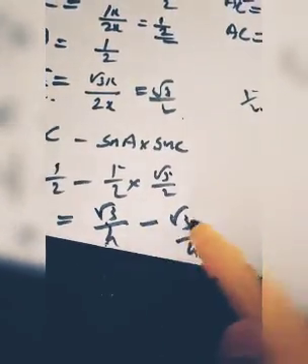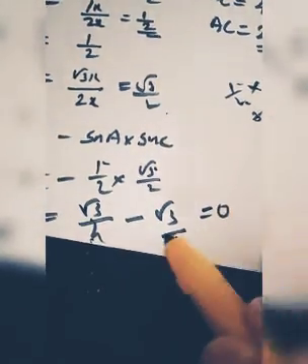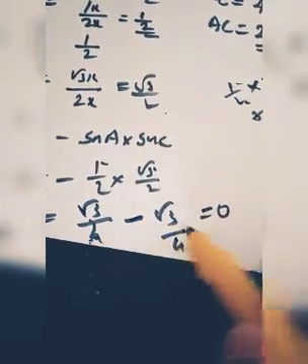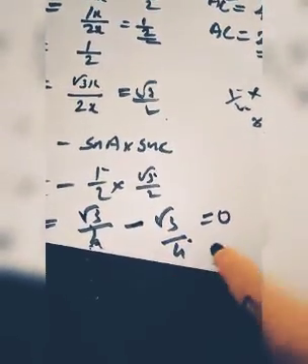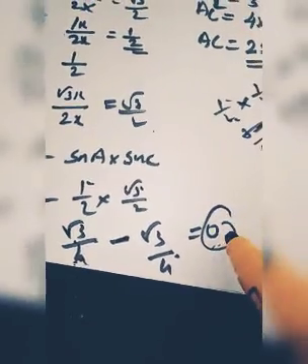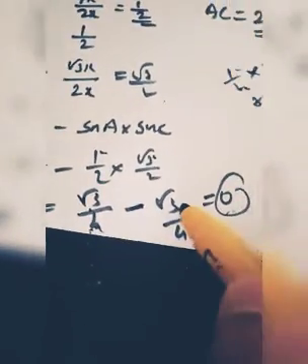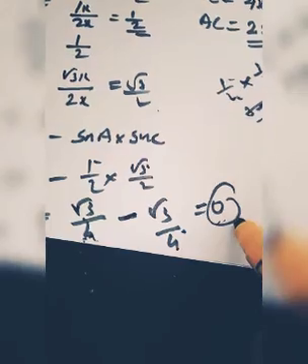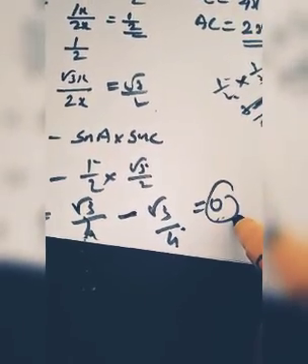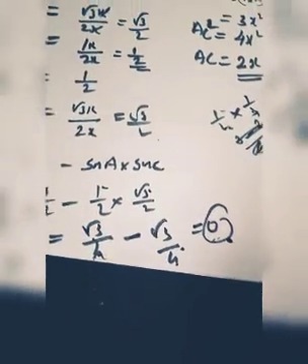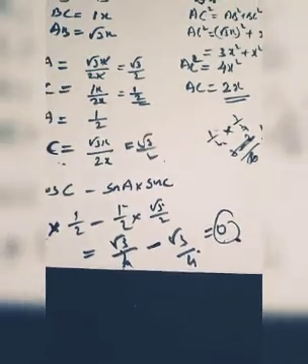See, what is root 3 by 4 minus root 3 by 4? Answer is 0. When you subtract two same numbers like x minus x, the answer will be 0. So we got the answer of 0. Root 3 by 4 minus root 3 by 4, the answer will be 0. Clear? So moving to the next.